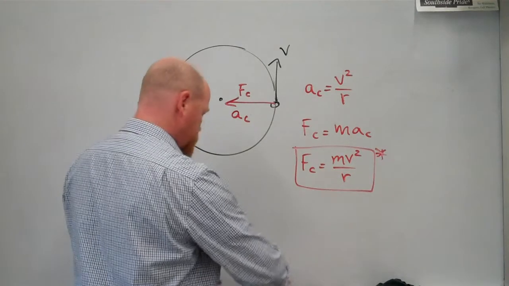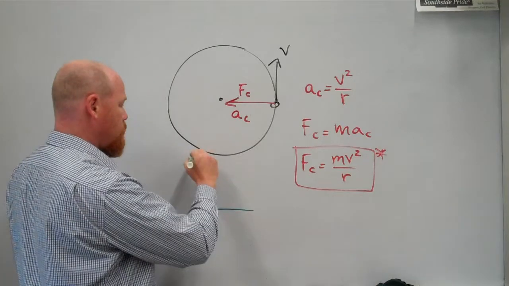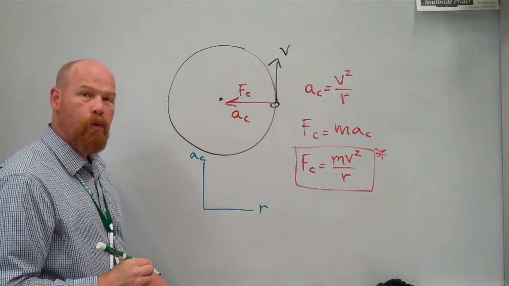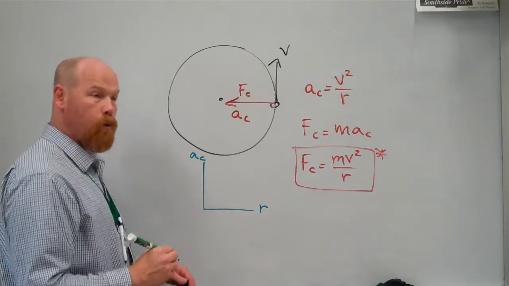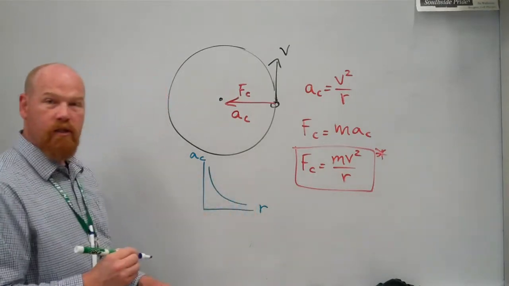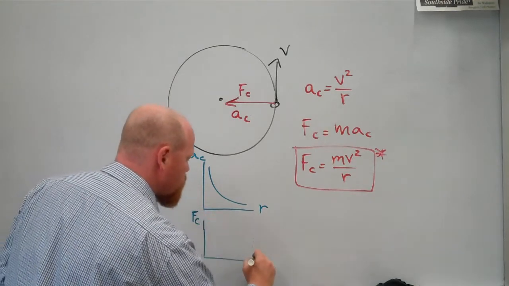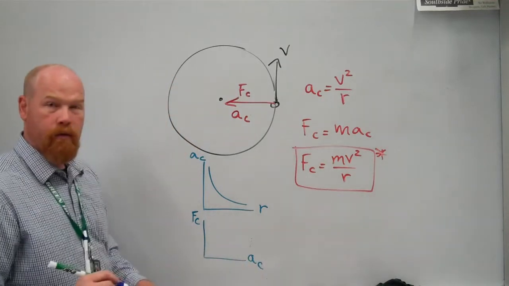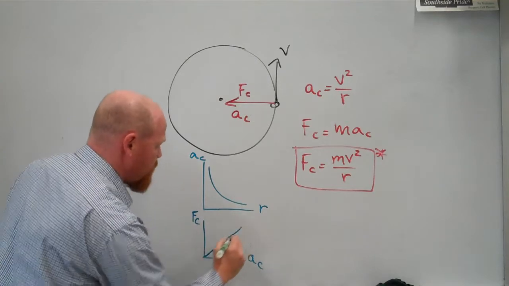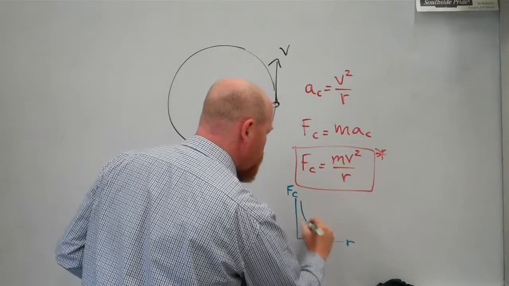So, let's talk about graphs. If I have a_c versus r, what's that graph look like? Was that Stanley? Yes, that's correct, Stanley. Mr. Stanley got this right. Moose is going to do the next one. Centripetal force versus centripetal acceleration. Moose? Yes, nice job, Moose. It's going to be like this. And then if we had centripetal force versus radius, that would be like that.